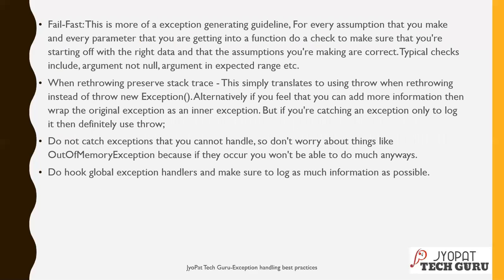There are certain rules that need to be followed while you are writing the code. Many of the points which I am explaining here will help you while you are handling the exceptions within your code. Something we call fail fast. This is more of an exception generating guideline. For every assumption that you make and every parameter that you are getting into a function, do a check to make sure that you are starting off with the right data and that the assumptions you are making are correct. Typical checks include argument not null, argument is in expected range, etc.